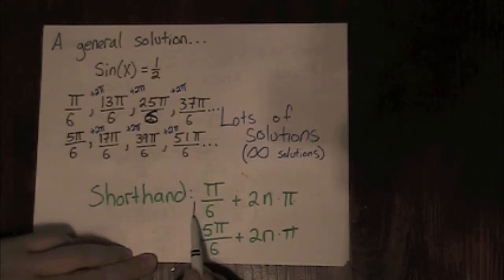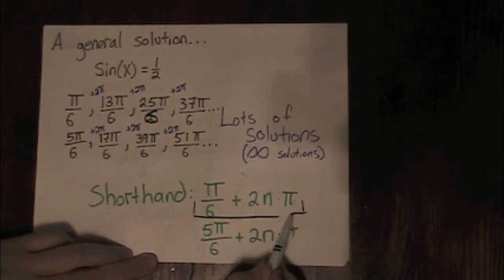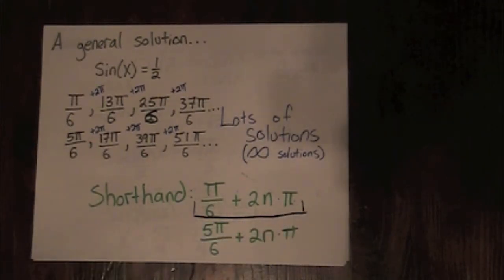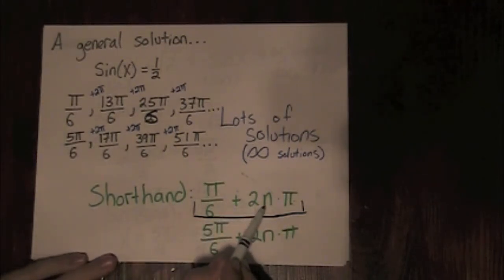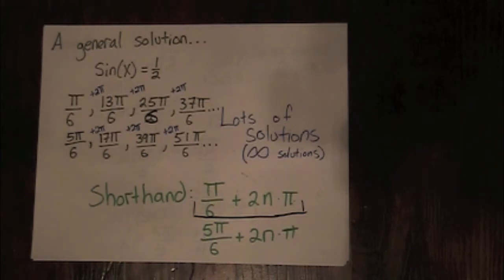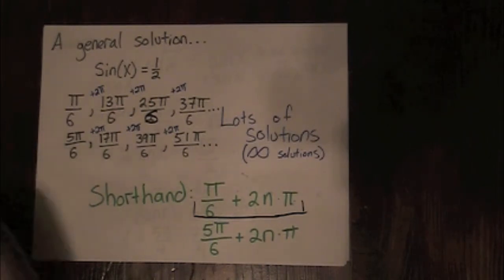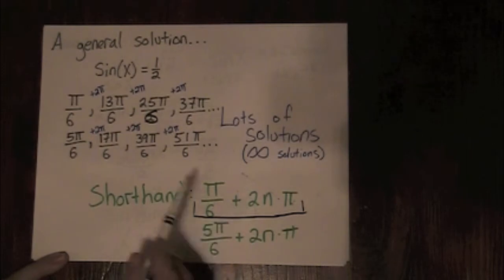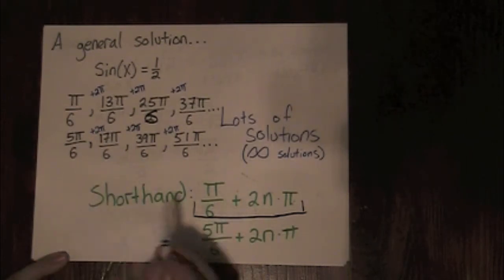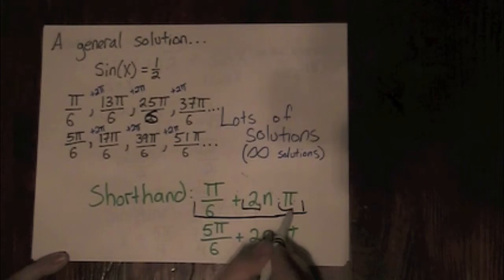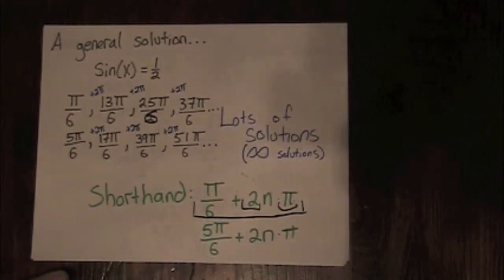We use this notation. Here I have pi over 6 plus 2 times n times pi. What this is saying, and we're going to use n for integers, is that every time you go around the circle once more, you're coming up with another coterminal angle, another solution that would work for this. Since the period of sine is going to be 2 pi, we use 2 pi times n for our integers.